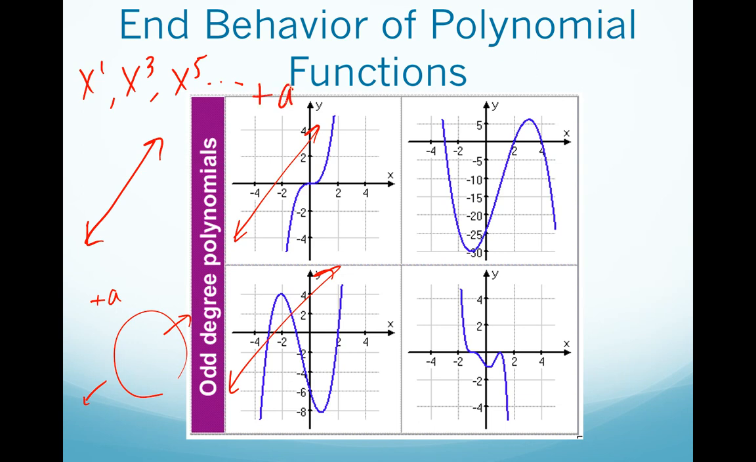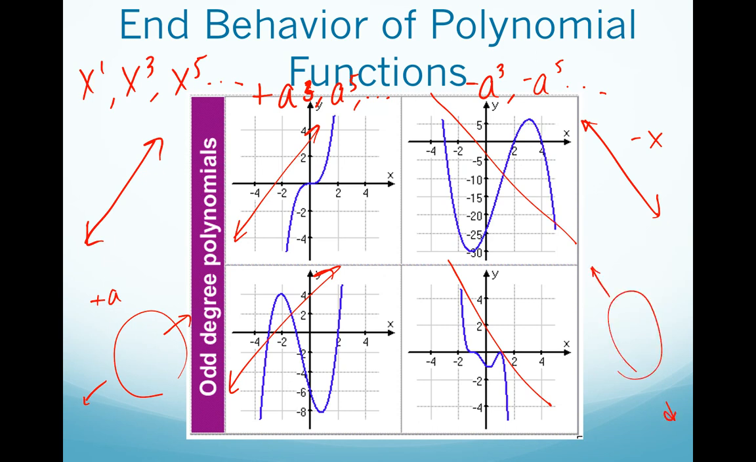So we'll say positive a to the third, fifth, etc. on the left. Negative leading coefficients, so negative a to the third, negative a to the fifth, and so on, they're going to decrease just like a negative x would. So here, a decreasing trend. Again, it's the same idea. It's going to decrease. It's just what's going on in the middle of the graph.